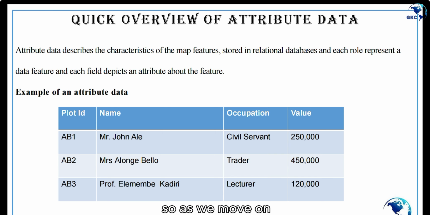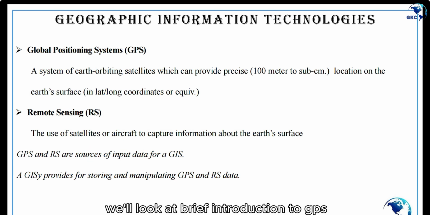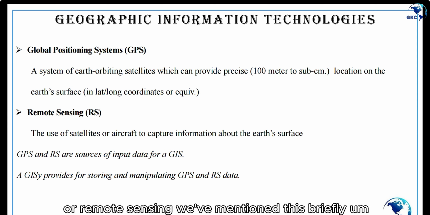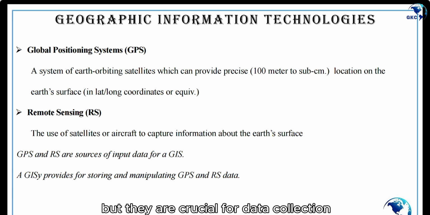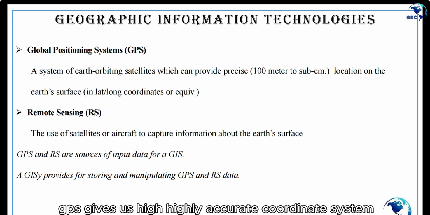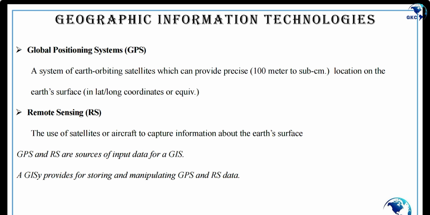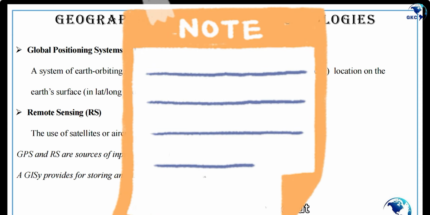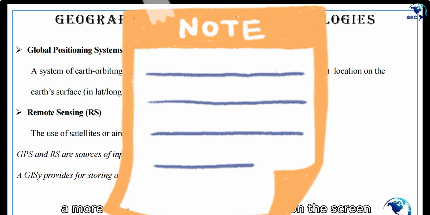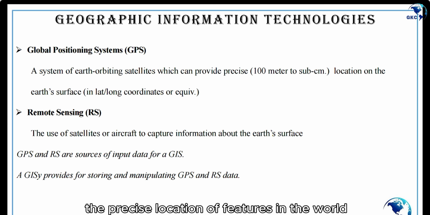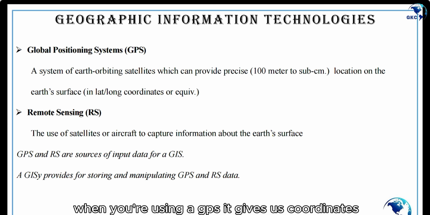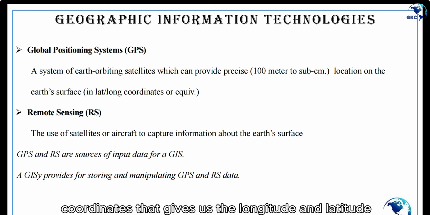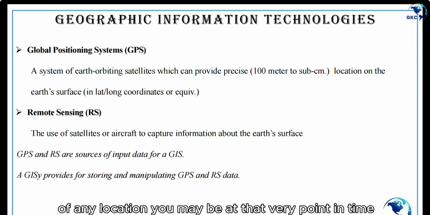As we move on, we'll look at a brief introduction to GPS and remote sensing. We have mentioned this briefly, but they are crucial for data collection. GPS gives us a highly accurate coordinate system, allowing us to map the precise location of features in the world. When you're using a GPS, it gives us coordinates, the longitude and latitude of any location you may be at that very point in time.